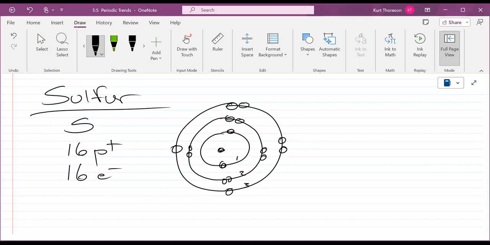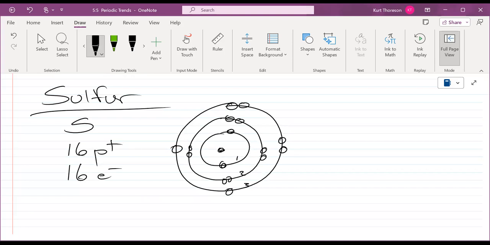Is it complete by itself? No. How many do you need on the third energy level for it to be complete? Do you remember? 8. Does it have 8? No. How many more would it need to be stable? So what does your gut tell you in order for this to be stable? What would make most sense?